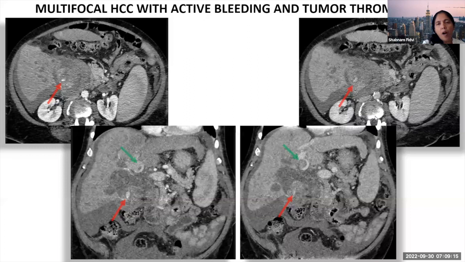This is an example of a patient with an exophytic hepatocellular carcinoma and active contrast extravasation with enhancing tumor thrombus. The axial images in the arterial and portal venous phase, and coronal images also in the arterial and portal venous phase. The green arrows show the enhancing tumor thrombus within the portal vein, and the red arrows show the exophytic hepatocellular carcinoma with active contrast extravasation, which changes configuration slightly on the arterial and portal venous phases, indicating that this patient is actively bleeding.